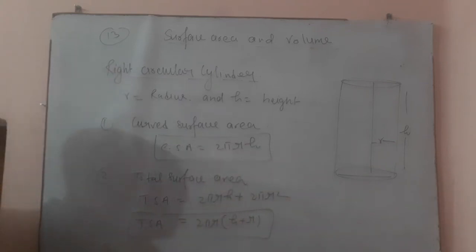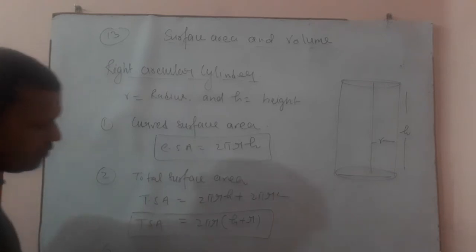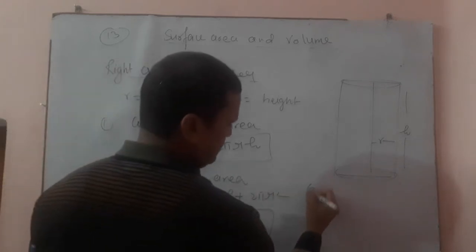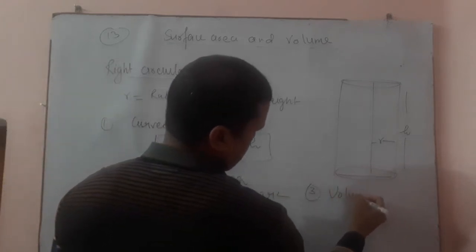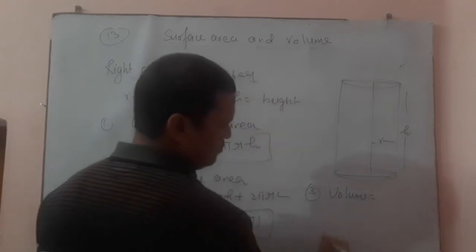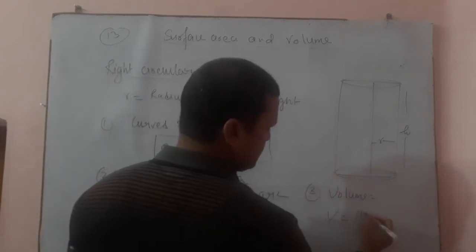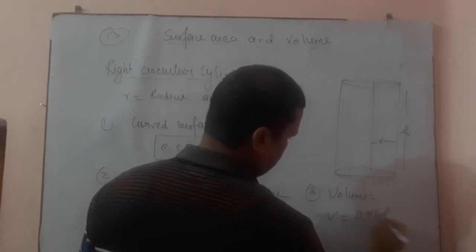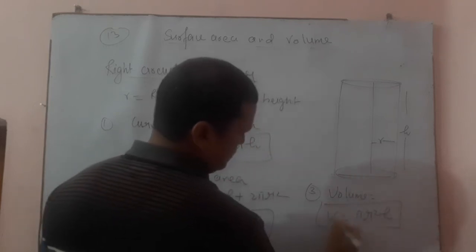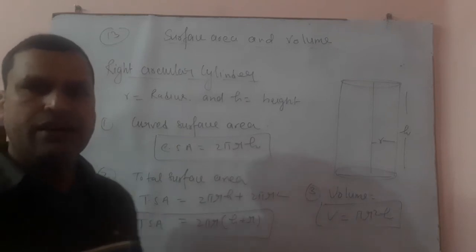And the third formula is the volume. What is the volume? See here. Volume is denoted by V and its formula is pi R square H. These are the three formulas.